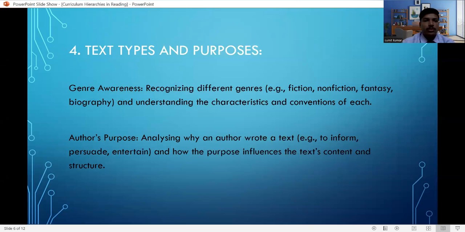The fourth is text types and purposes. It consists of genre awareness and author's purpose. So in genre awareness, we study recognizing different genres, for example, fiction, non-fiction, biography, and understanding the characteristics and conventions of each. Second is author's purpose, analyzing why an author wrote a text. Example, to inform, to persuade, or to entertain.